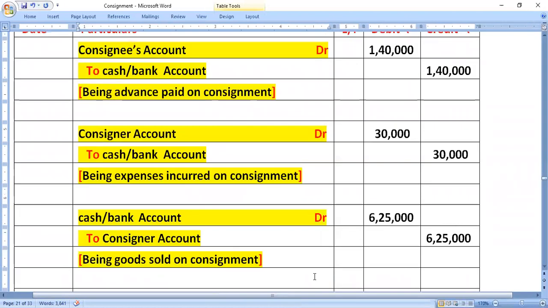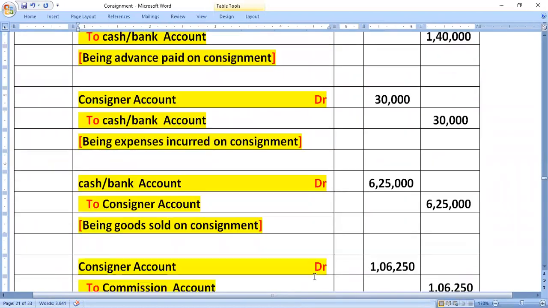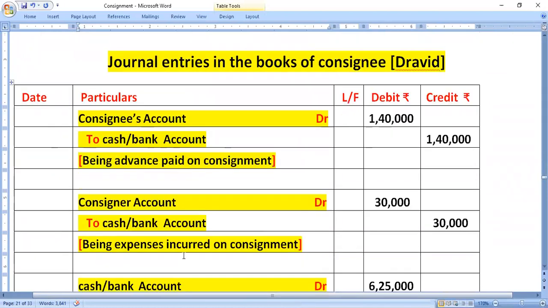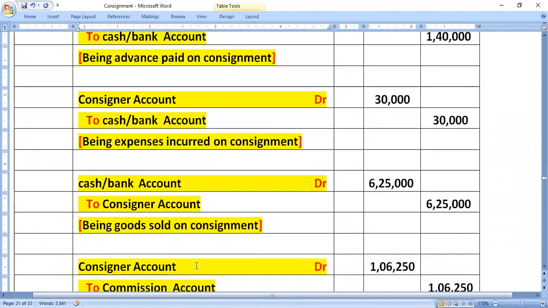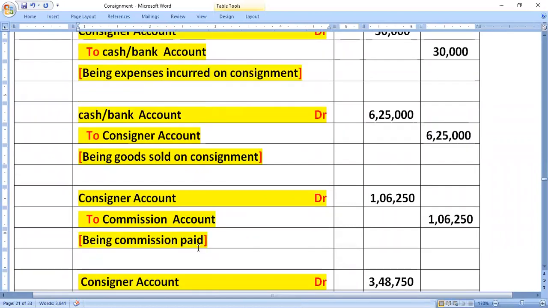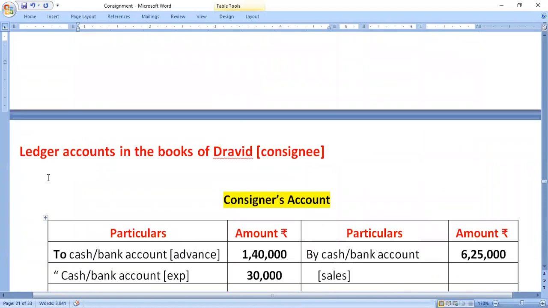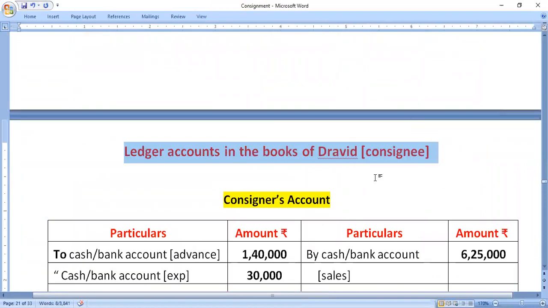3,48,750. So these are the journal entries in the books of Drawit. First one is for advance, second one is for expenses, third one is for sales, fourth one is for commission, fifth one is for final balance. After that, ledger accounts in the books of Drawit.